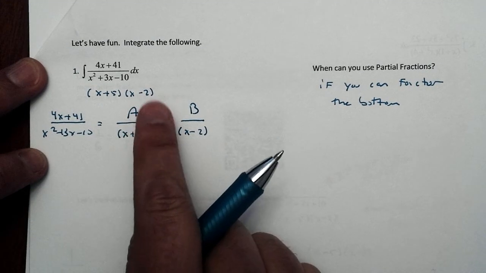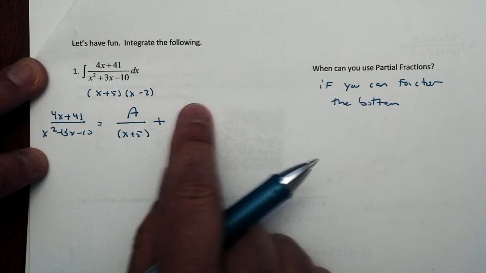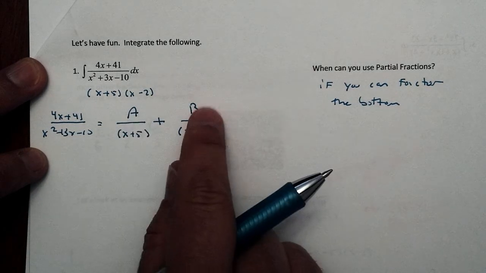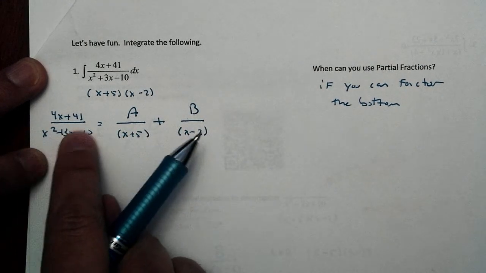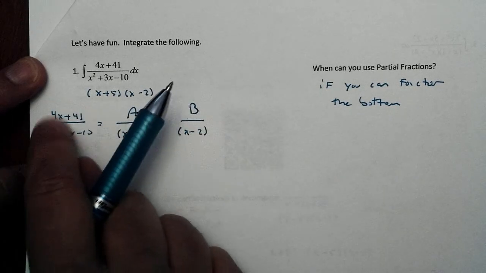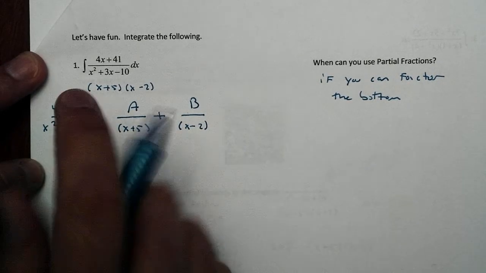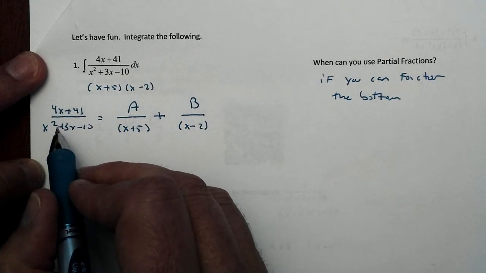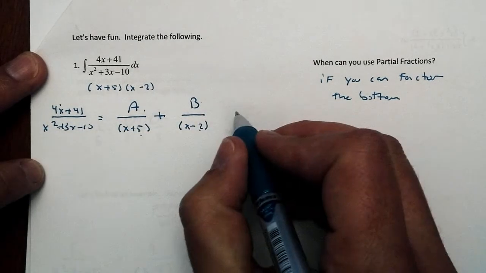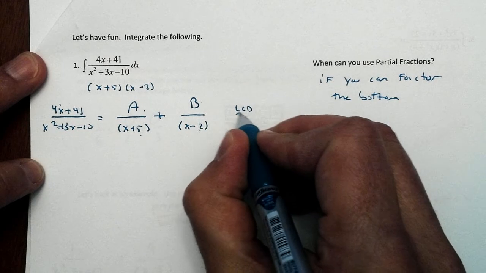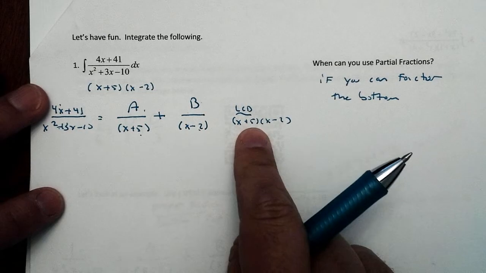So our two tops are A and B. We don't know what they are. Remember, we're trying to find out what we need to put up here for A, what we need to put up here for B, to make sure that these two fractions add up to this fraction right here. Notice again, they all have to be proper fractions. In other words, the degree on bottom has to be bigger than the degree on top. So we're good with that. Now we're going to multiply by that LCD, that world famous LCD, which is just x plus 5, x minus 2. We know what this is because we made it.